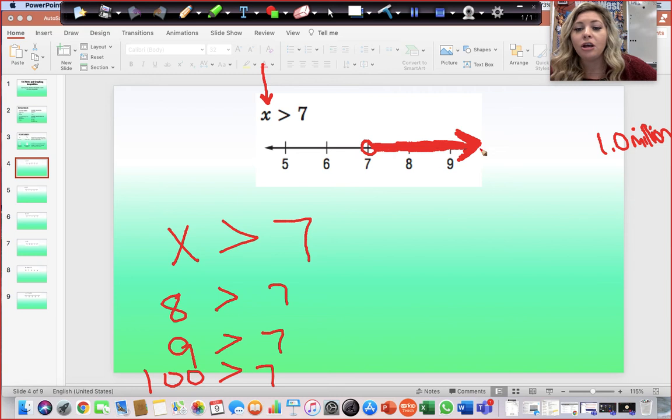You would draw your graph. You need to have at least 5 numbers on your graph. Include the number that they've given you. That'll be your middle number, and then the 2 numbers higher than that and the 2 numbers lower than that. You'll circle that number. You may color it in if it was "or equal to," but if it's not "or equal to," you leave it open, and then you shade in the direction of all of the numbers that could be greater than 7. Again, pause this video if you need to write all of this down.